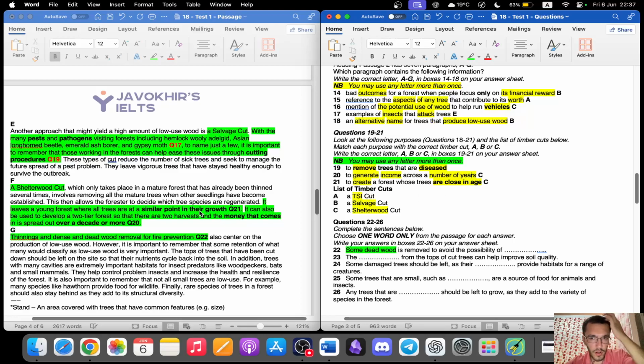To remove trees that are diseased is by a salvage cut. There you go. Still, I did put 19, but I forgot to put the answer actually.